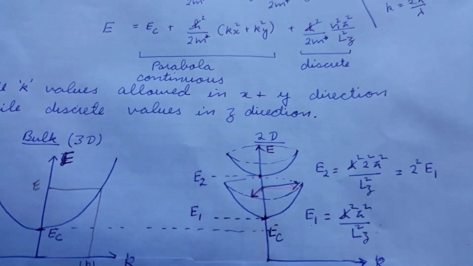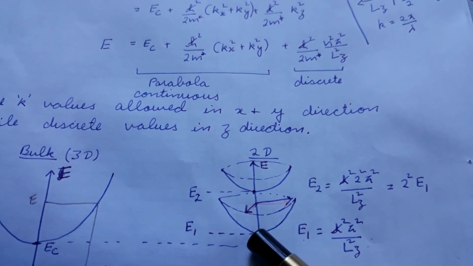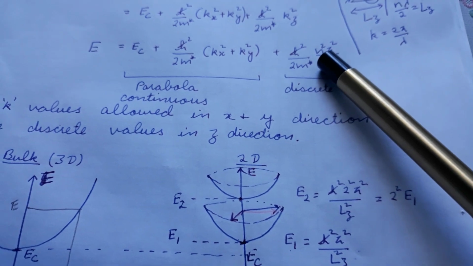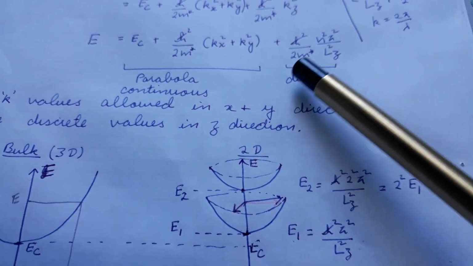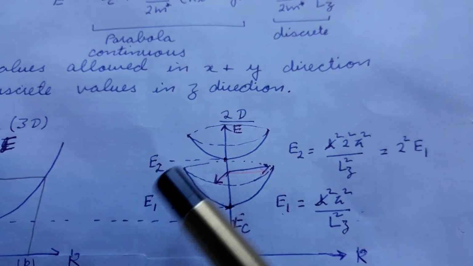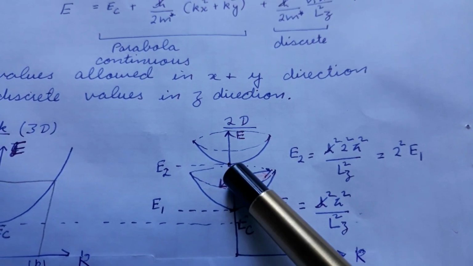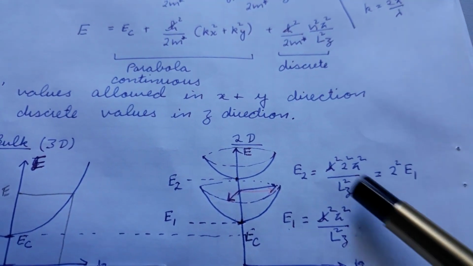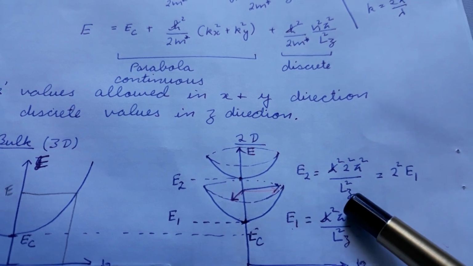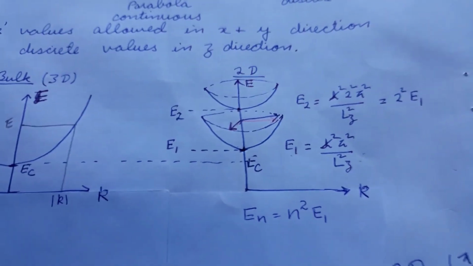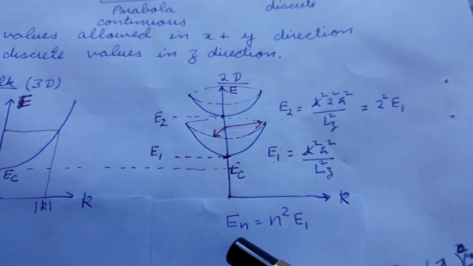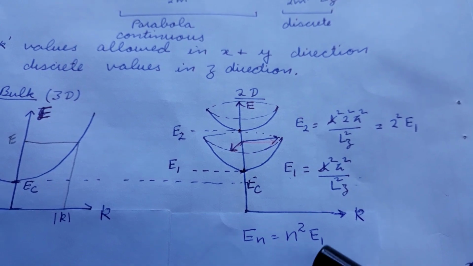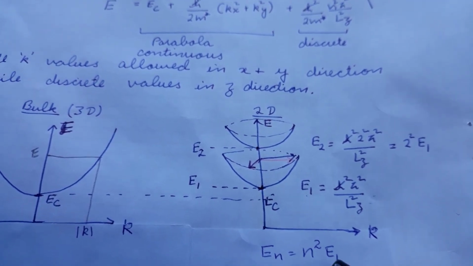So by that we can find out the minimum value of energy for the first subband, and it will be E1. So we put the value 1 here, so it will be h bar squared pi squared upon 2m star Lz squared. Similarly, for the second subband also, the minimum energy will be given by 2 squared into h bar squared pi squared upon 2m star Lz squared, and so on. So the minimum energy of the nth subband will be given by En equal to n squared times the minimum energy of the first subband.